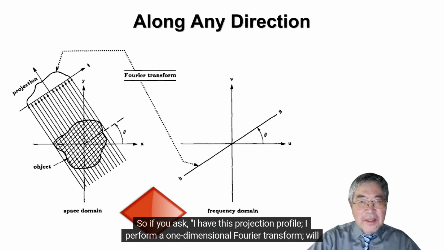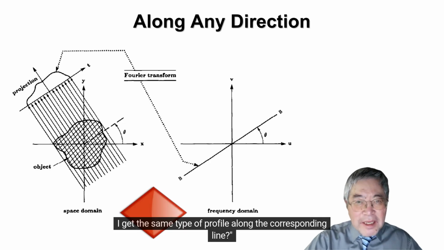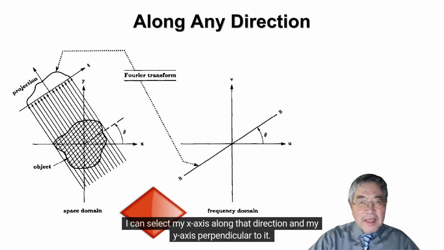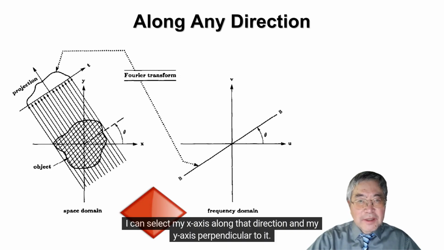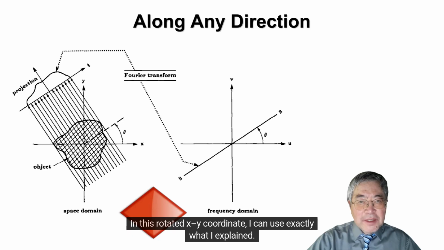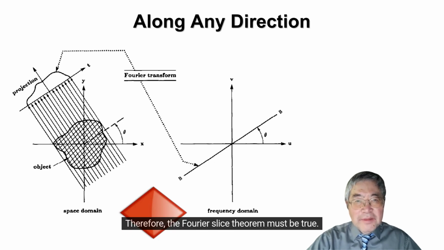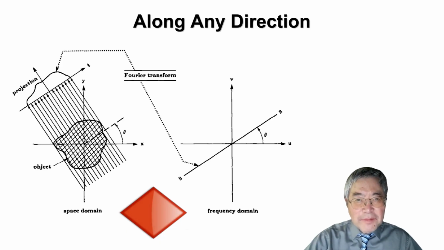So if you ask, I have this projection profile, I perform a one-dimensional Fourier transform, will I get the same type of profile along the corresponding line? The answer is yes. I can select my x-axis along that direction and my y-axis perpendicular to it. In this rotated xy coordinate, I can use exactly what I explained. Therefore, the Fourier slice theorem must be true. You can understand this immediately from the rotation property of the two-dimensional Fourier transform.